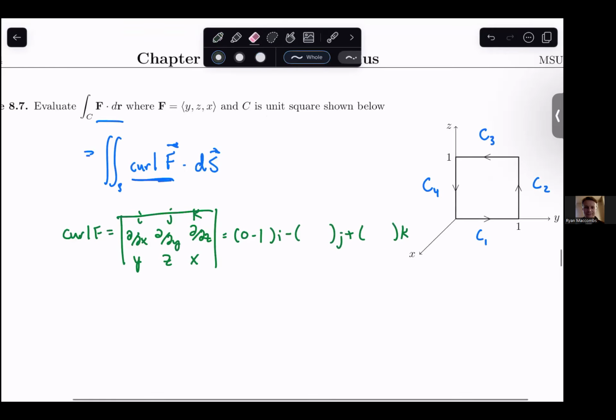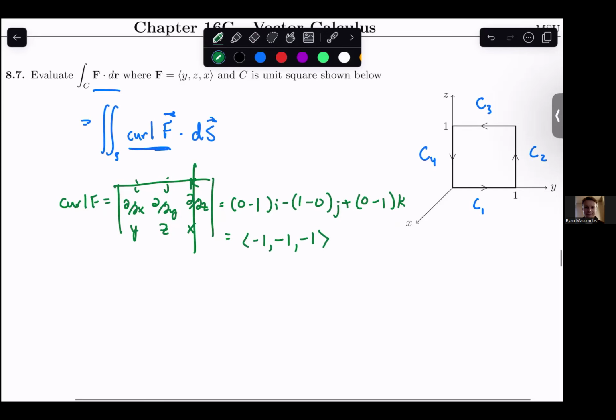Next up, moving to our first row and second column, partial derivative with respect to x of x will be 1, minus a partial derivative with respect to z of y, that's going to be 0. And then finally, first row, third column, partial derivative with respect to x of z will be 0, minus partial derivative with respect to y of y is going to be 1. So we're going to end up here with a curl of -1, -1, -1.